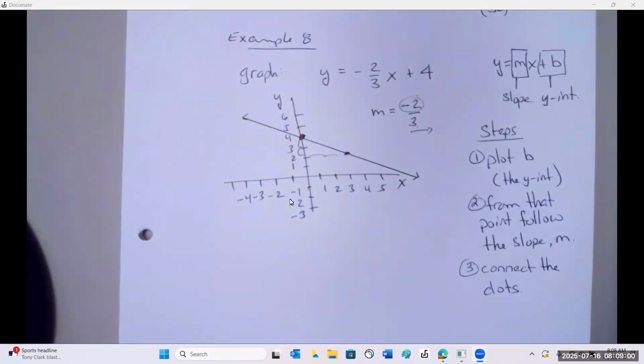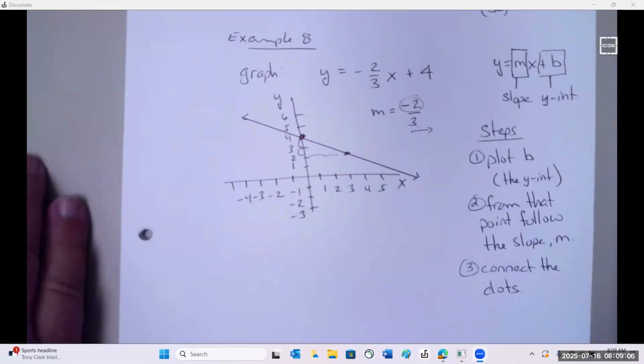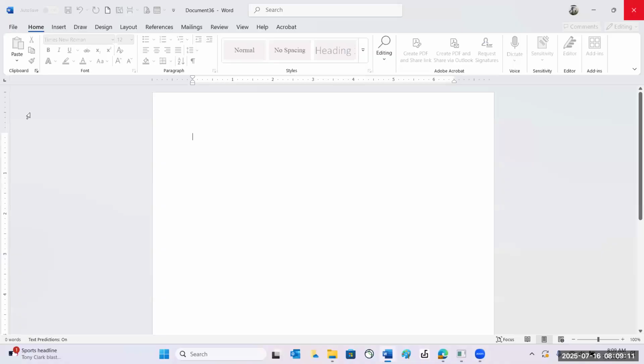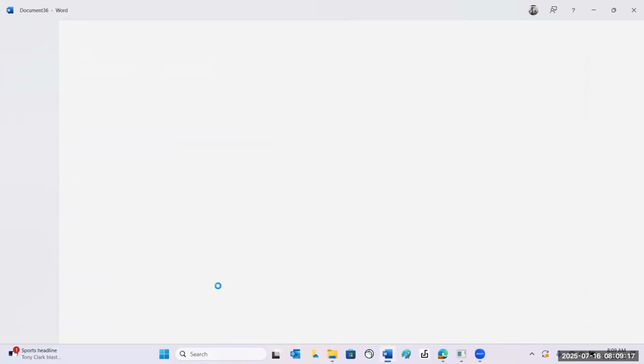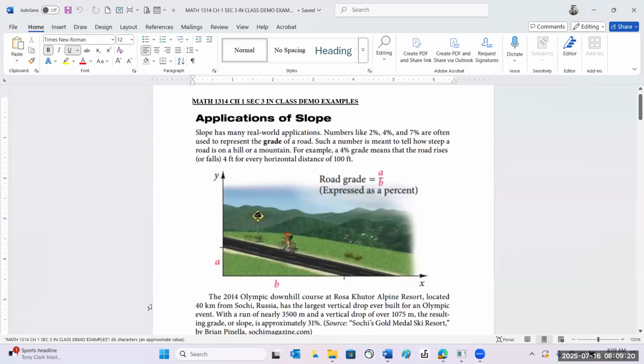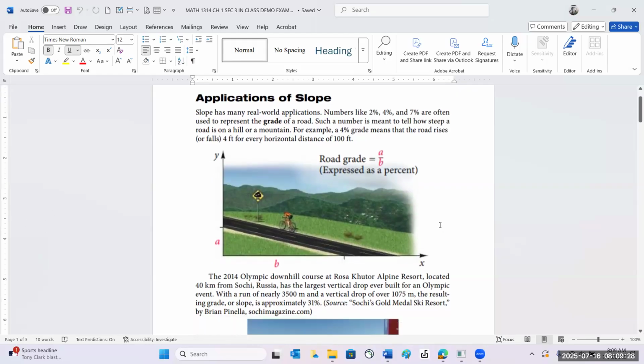Let's look at some word problems now. Here are some applications for slopes. In the real world, how many of y'all ever notice highway turns? All of them are angled. Why? For 2 reasons.